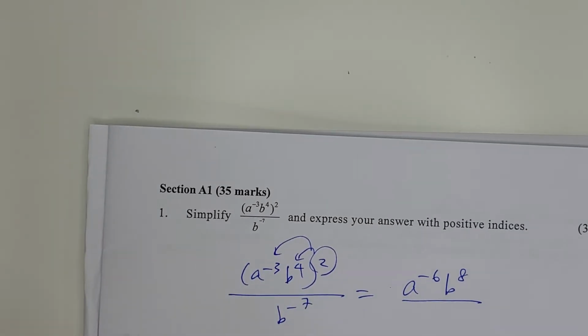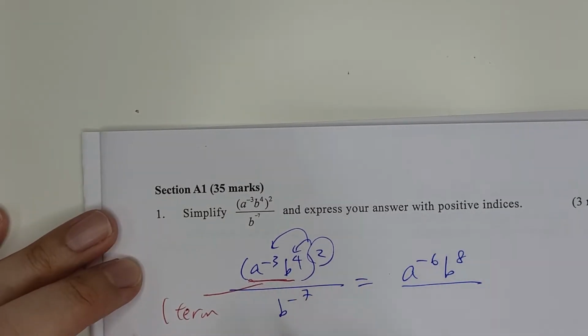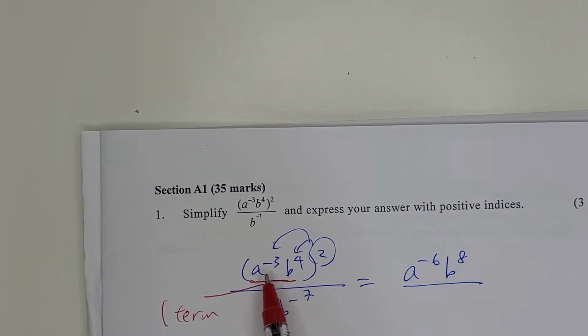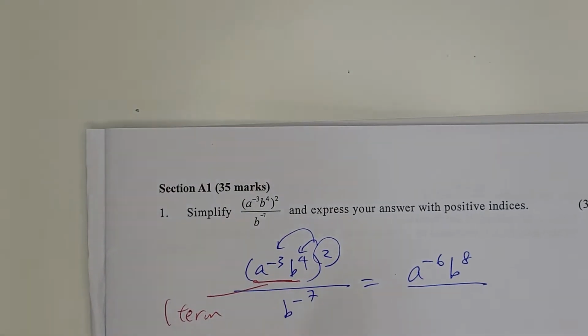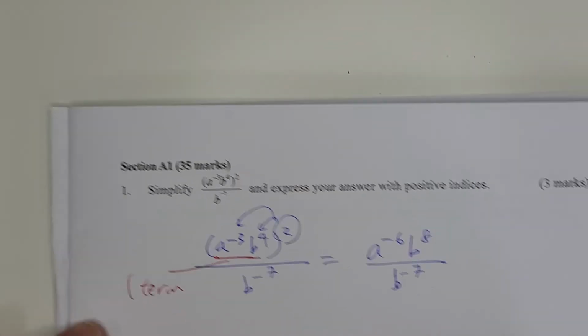Why you can do so? Because it just has one term here. One term, okay? They are connected with the multiplication only. So there is only one term, so you can multiply the index inside to each of them. Denominator, b to the power negative 7.